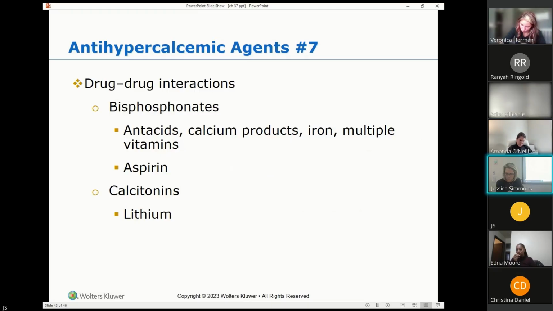Drug-to-drug interactions for bisphosphonates would be antacids, calcium products, iron, multiple vitamins, and aspirin. Bisphosphonates should be separated from all medications by at least 30 minutes. It says on page 639. There is an increased risk of GI ulceration if bisphosphonates are combined with aspirin. This combination should be avoided if possible.